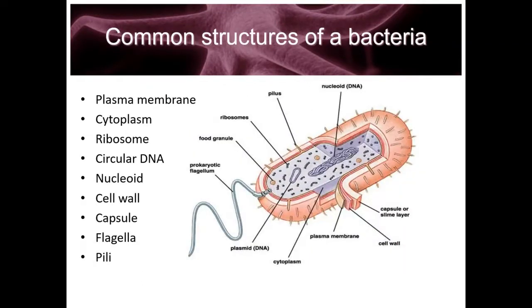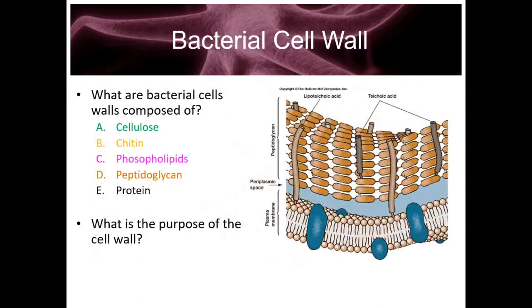All right, so if we were to look at a bacteria, we would find the things that we know all cells have: plasma membrane, cytoplasm, ribosome, DNA. And then we would see sometimes some additional structures. So we're going to talk through some of those: the cell wall, a capsule, flagella, or pili. Okay, so let's start with the bacteria cell wall. All bacteria, well, 99% of them have a cell wall.